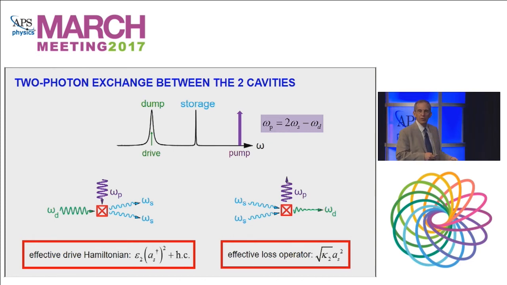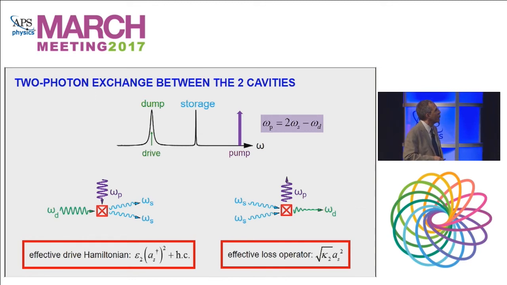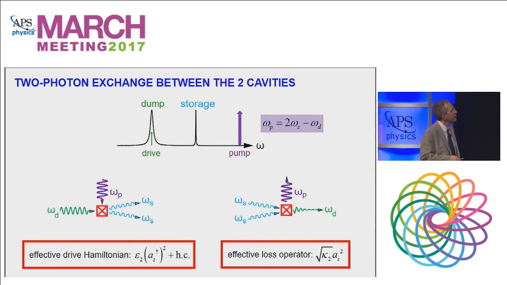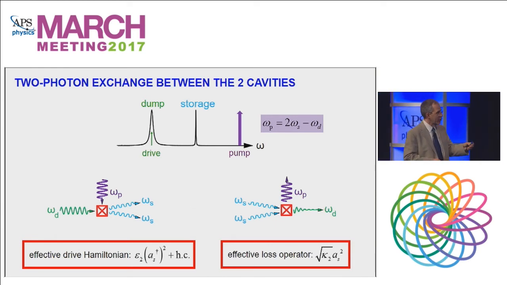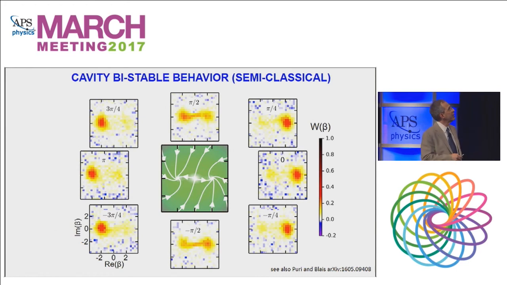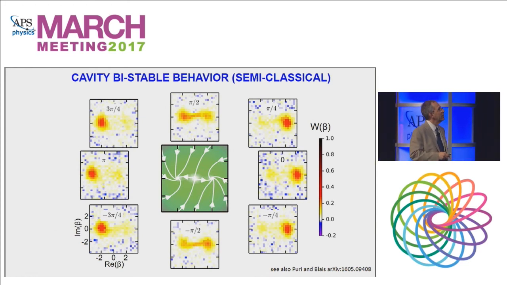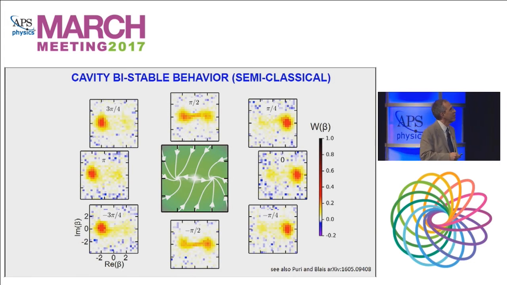The junction is a mixer. It takes 1 photon of the dump here, or the drive, and then combining it with the pump, whose frequency is carefully chosen, it will create 2 photons in the storage. So you see, this is a 2-photon drive, or a drive proportional to the square of position. Here, we have the reverse process, which creates losses. And the combination of the two creates in phase space 2 minima here, which are explored by this experiment, in which we start from a state in the phase plane, and we see in which of these 2 states it falls.